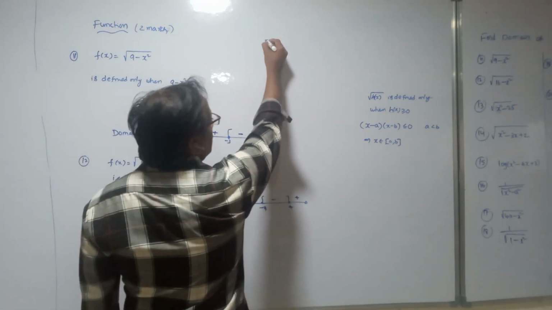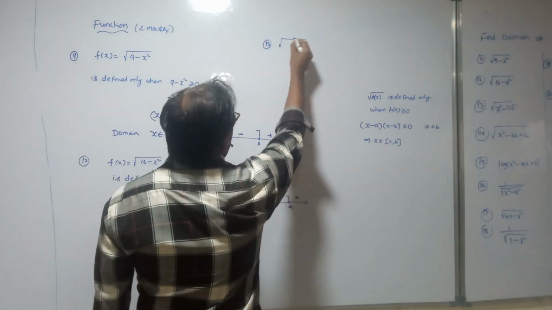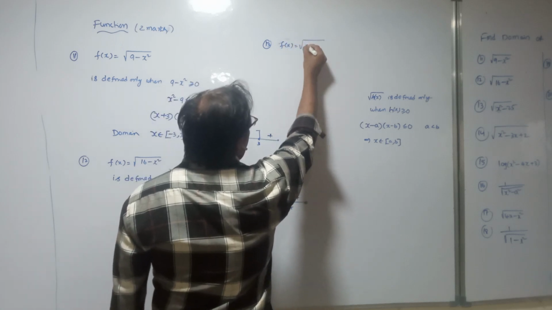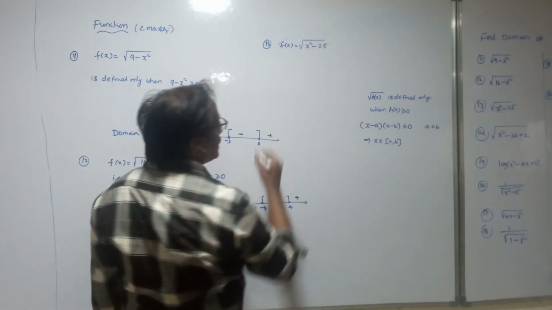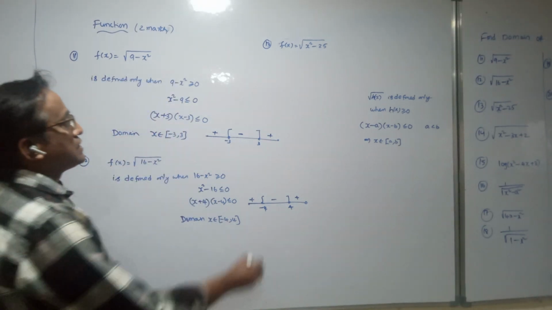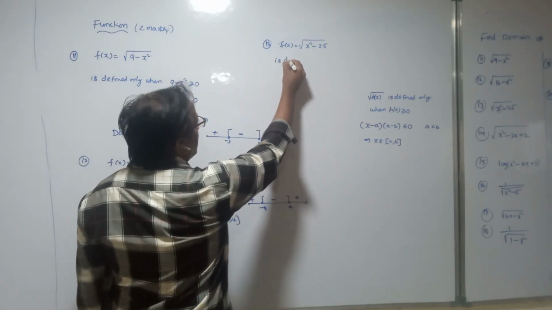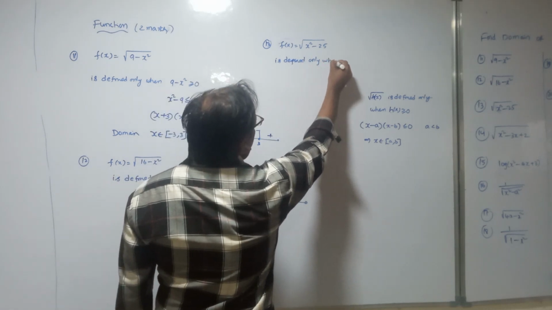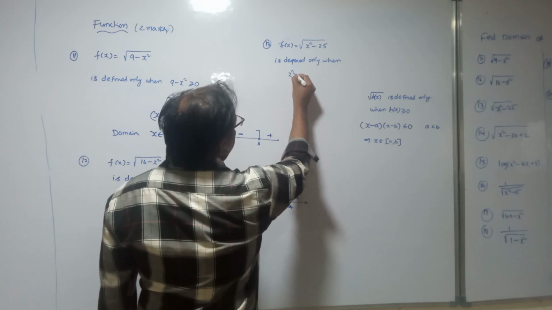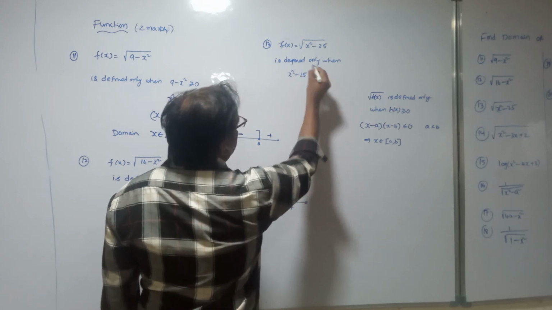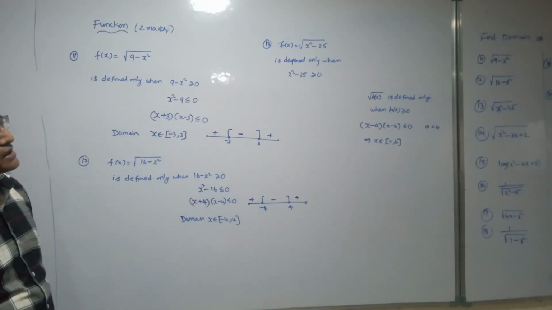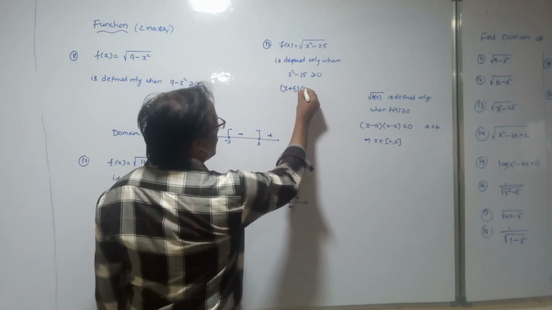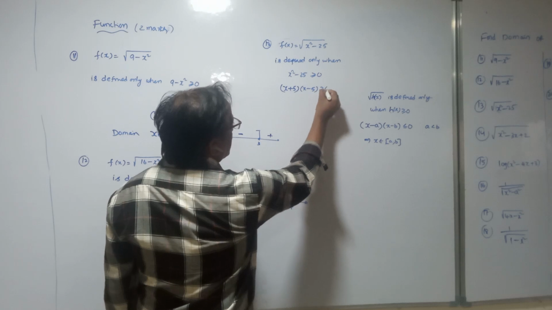Now similarly, the 13th question. f of x is equal to square root of x square minus 25. Now it is also defined only when x square minus 25 is greater than or equal to 0. X square minus 25 can be written as x plus 5 into x minus 5 greater than or equal to 0.